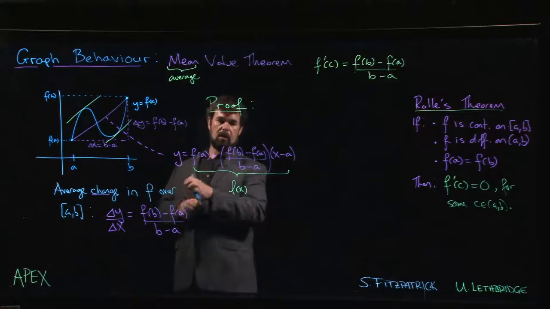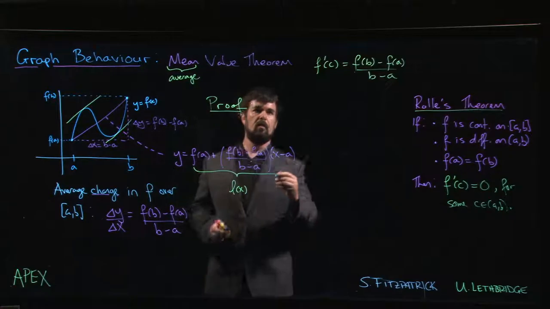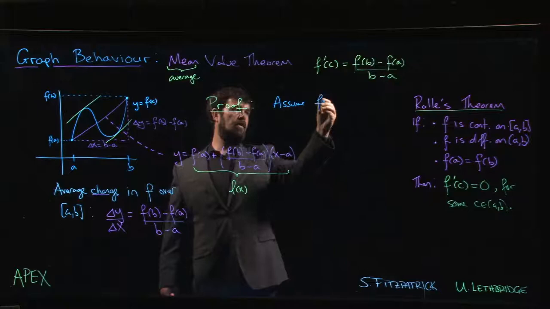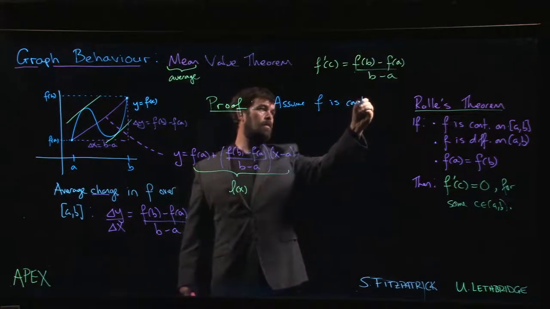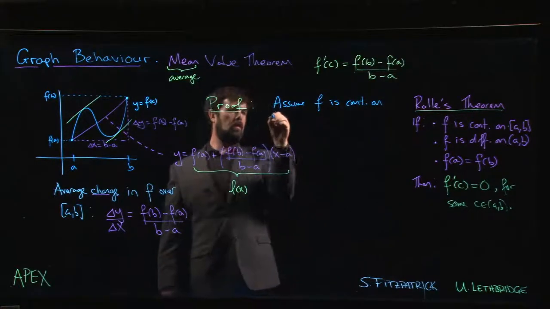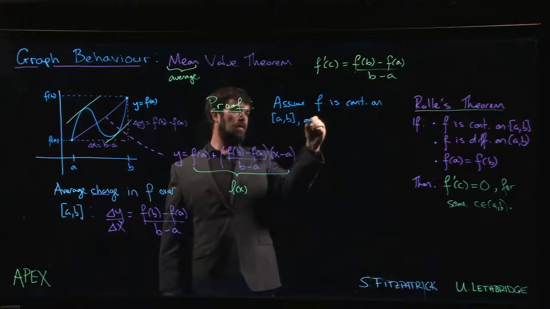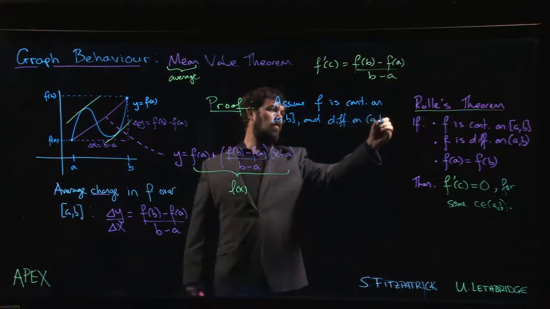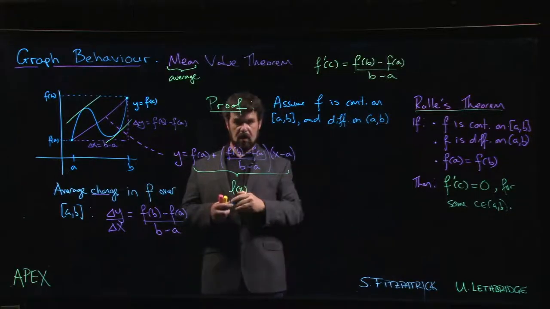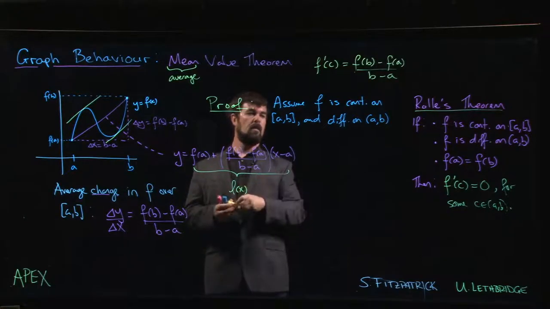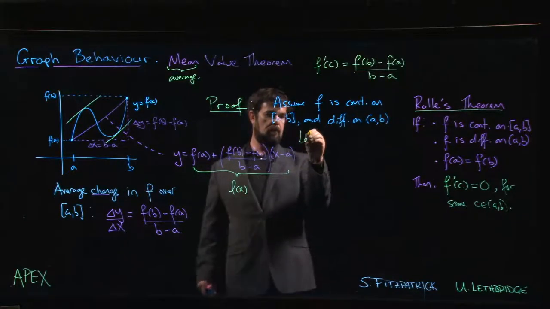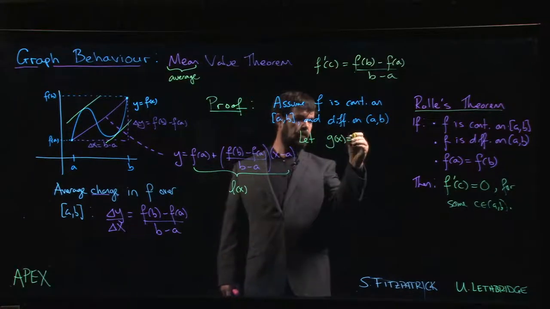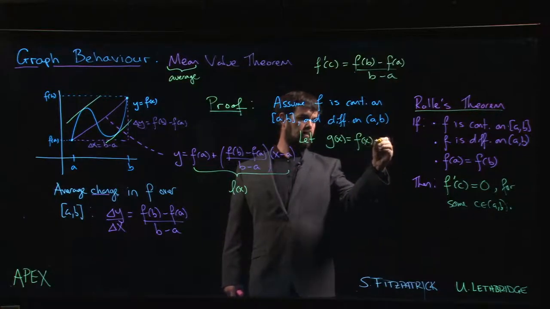So what we're going to do is assume that our function f is continuous on the interval from a to b and differentiable on the corresponding open interval, okay? The next thing we're going to do is let g of x be the difference between f of x and L of x.